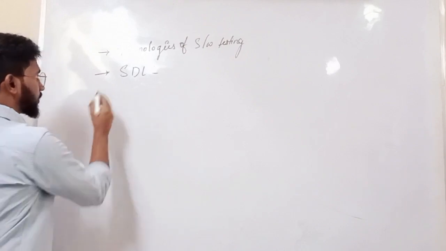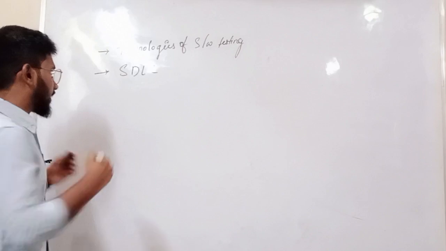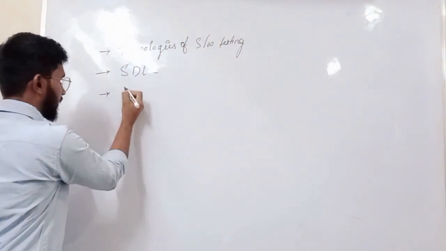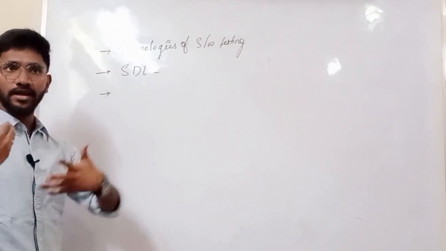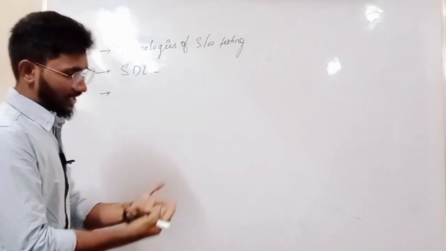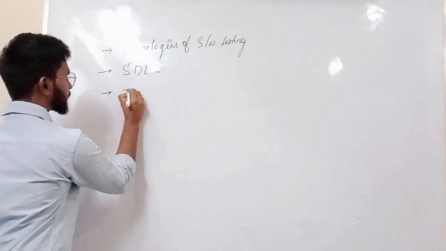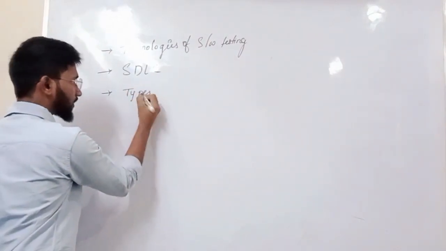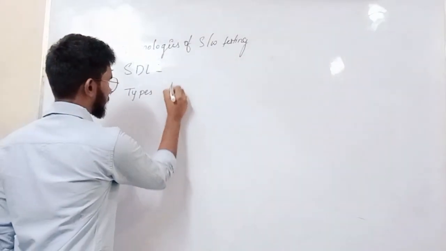Then we are going to discuss SDLC, the life cycles. We have different life cycles: the human life cycle, the butterfly life cycle, and the elephant life cycle. Like that, we have different life cycles. Here also we have different types of SDLC models to develop a software application.